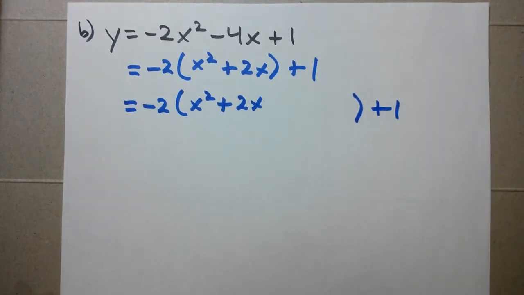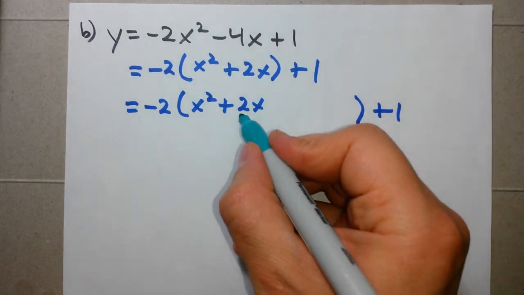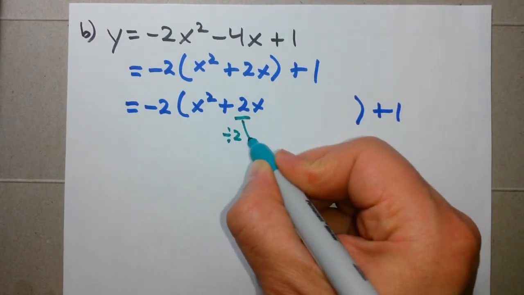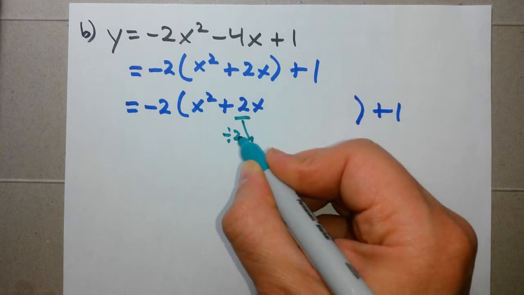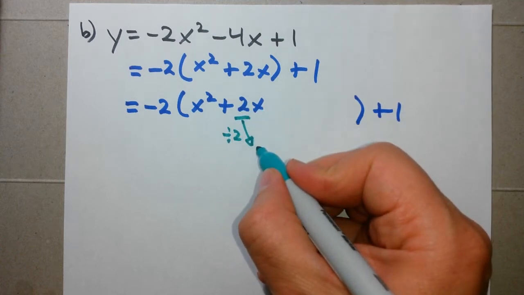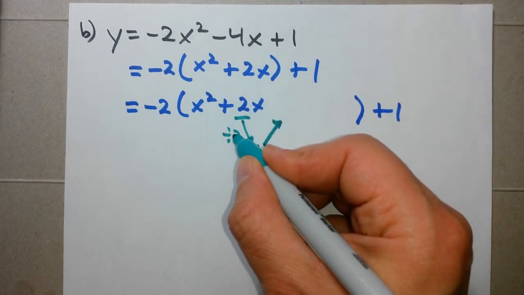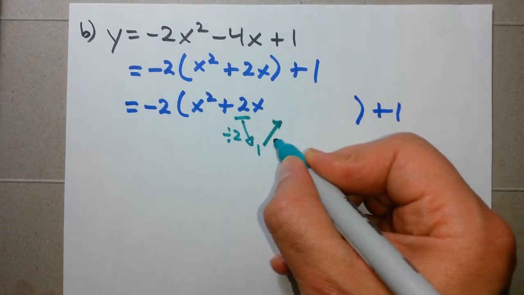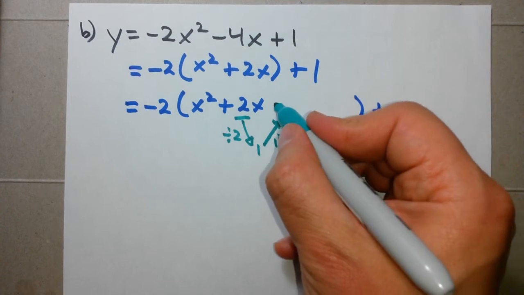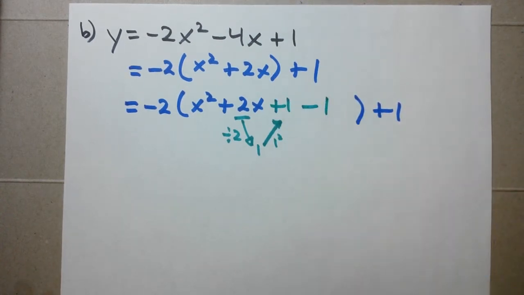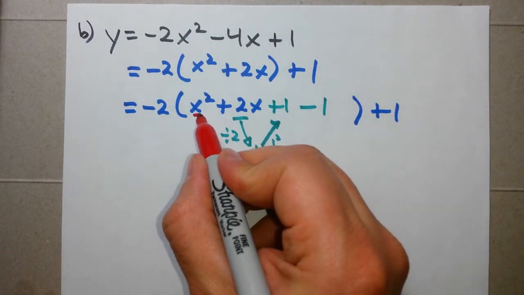The next thing that we do is the following. As I said before, we take this coefficient and divide by 2. By the way, you don't need to show this all the time. So 2 divided by 2 gives you 1, and then we square that result. So always divide by 2 and then square that result. So in this case, we square 1, we're going to end up with plus 1, and then we write minus 1.